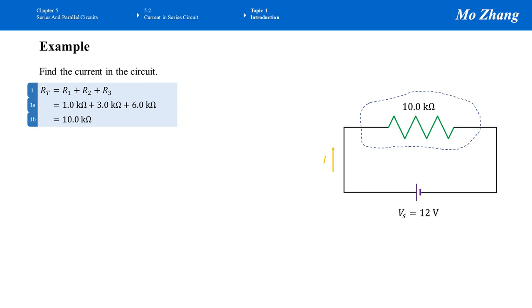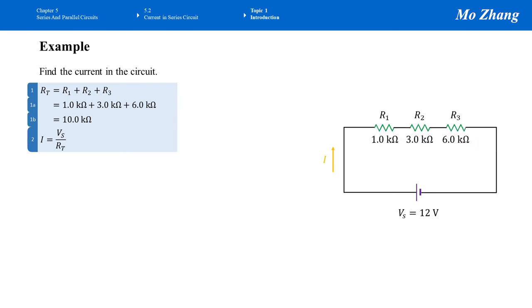Now the circuit looks easy because we can apply Ohm's law. Ohm's law is the relationship of voltage, current, and resistance. Here we know voltage, that is 12 volt. The resistance is 10 kilo ohm. So we can use the Ohm's law current formula to find the current. That is I equals Vs over RT. The source voltage divided by the resistance of the system, the total resistance RT.